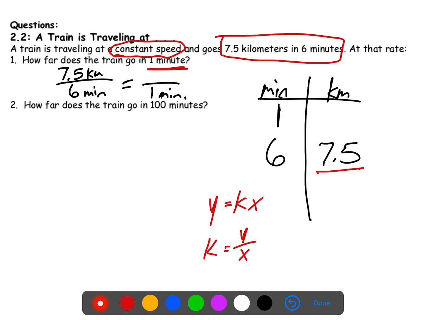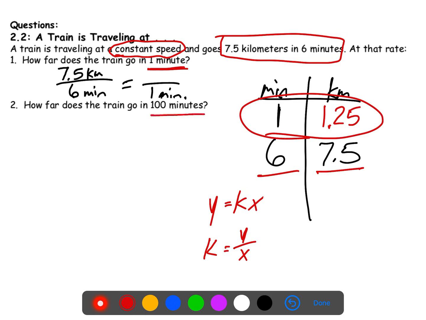Our y value here is 7.5 kilometers. Our x value is 6 minutes. And when we divide those, we get 1.25 kilometers every minute. That's our unit rate. And that was what the question was asking. How far does a train travel in 1 minute? The next question says, how far does a train travel in 100 minutes?